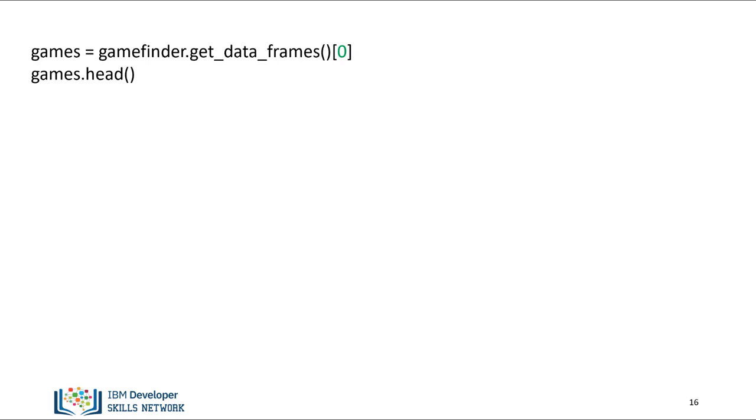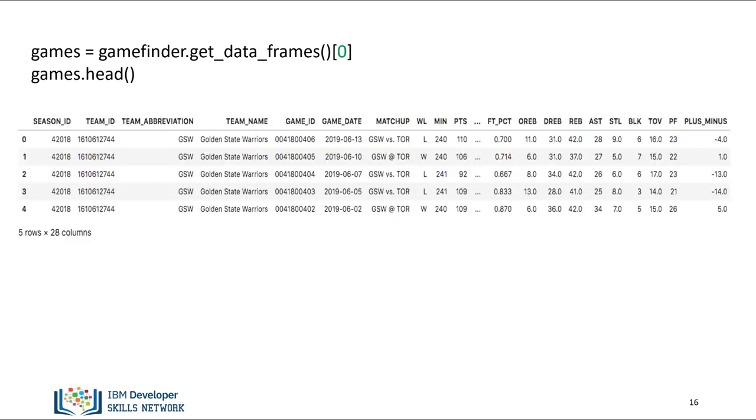The GameFinder object has a method getDataFrame that returns a data frame. If we view the data frame, we can see it contains information about all the games the Warriors played. The plus-minus column contains information on the score. If the value is negative, the Warriors lost by that many points. If the value is positive, the Warriors won by that amount of points.